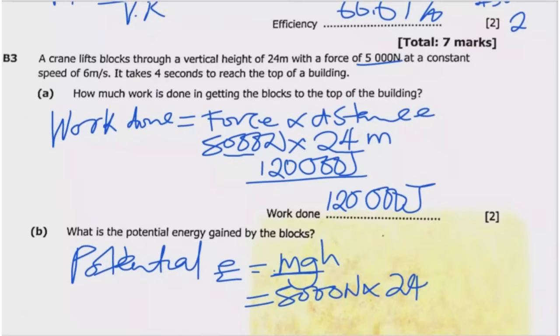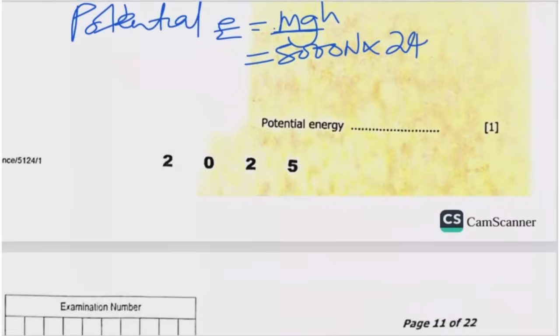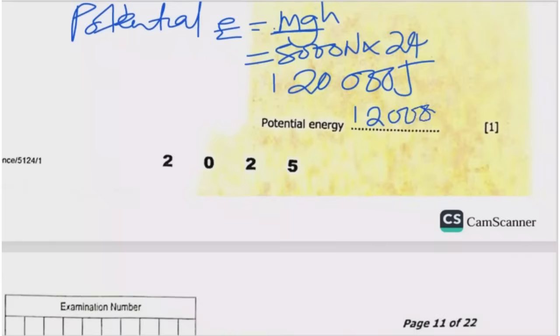Okay, then what we can get now from there is the same amount we got, which is 120,000 joules. So 120,000 joules is the amount of potential energy.